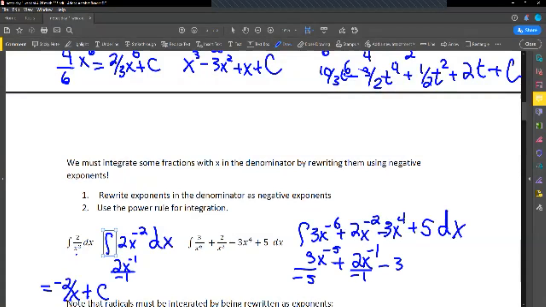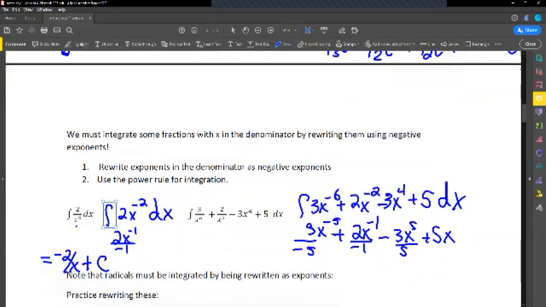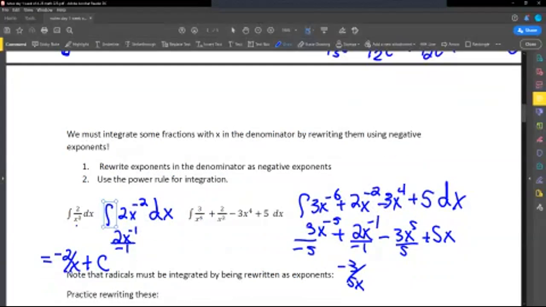minus 3x to the 5th over 5 plus 5x. All right, and just rewrite the negative exponents. We'll make it look pretty. So this would be negative 3 over 5x to the 5th. Just put that on the bottom. Minus 2 over x minus 3x to the 5th over 5 plus 5x plus c. All right, and there's my integral.